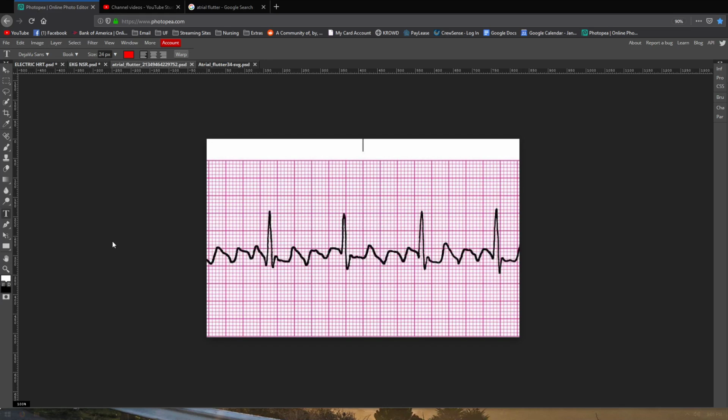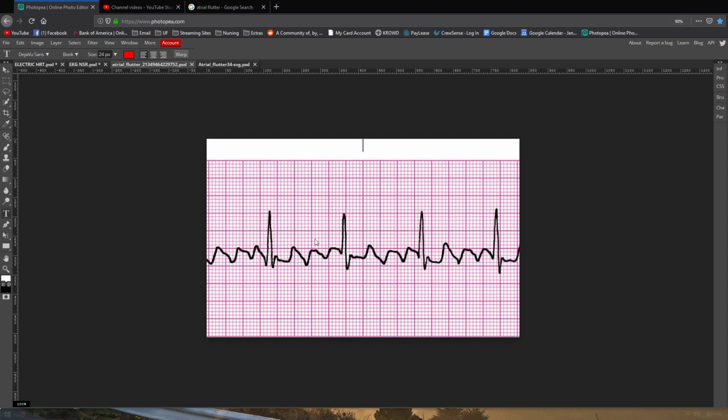Alright, y'all, let's go ahead and talk about atrial flutter. Now, I like to call atrial flutter AFib's cousin because they're not exactly the same, but they're close, okay? They're different in ways that are pretty dang obvious, so you shouldn't get confused between the two. Now, let's see exactly why that is.